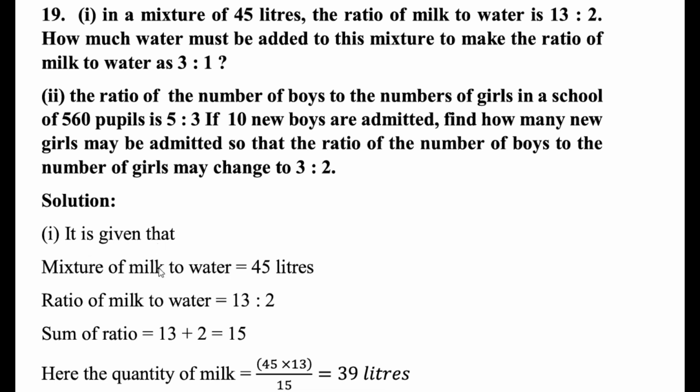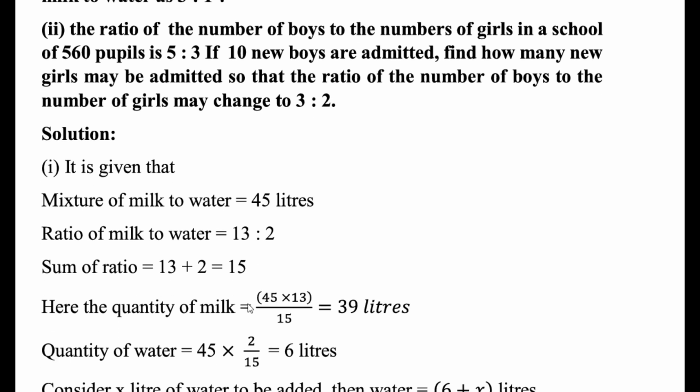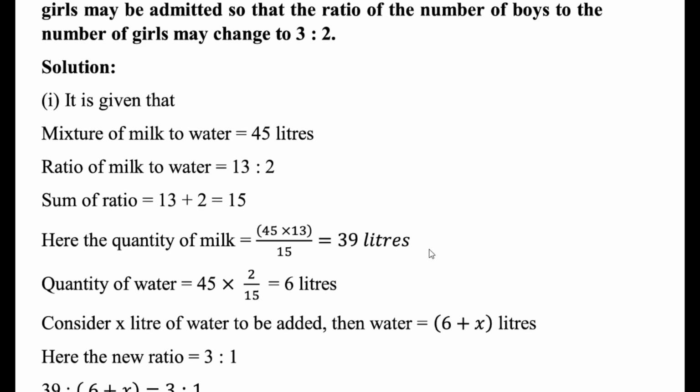So it is given that the mixture of milk and water is 45 liters, and the ratio is also given over there, 13 is to 2. So the sum of the ratio, that is 13 plus 2, is equal to 15. So the quantity of milk, 45 into 13 by 15, that is 39 liters, and the quantity of water, that is 45 into 2 by 15, that is 6 liters.